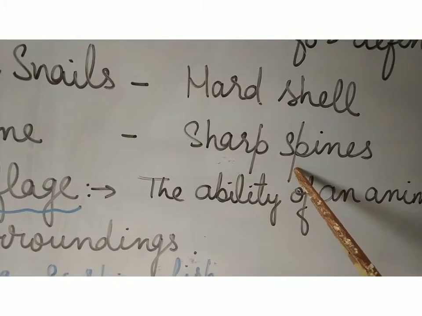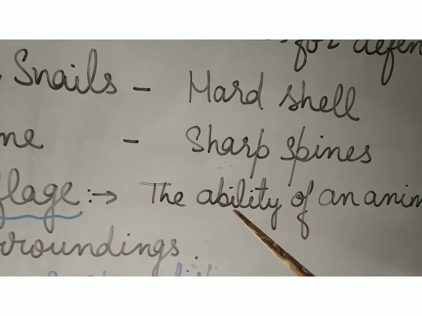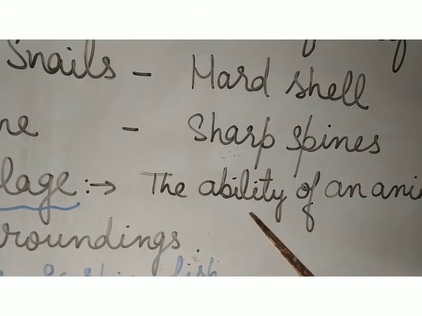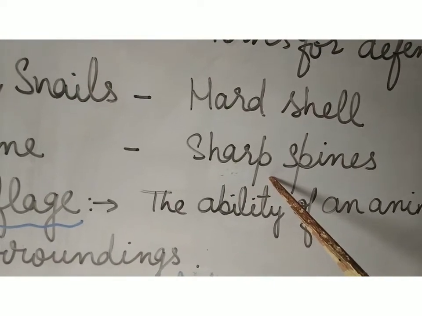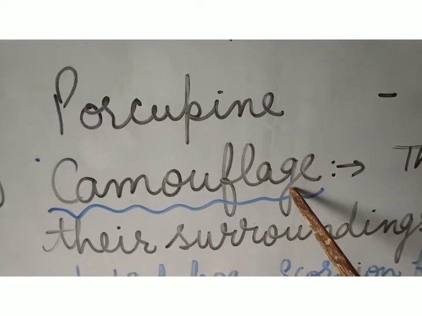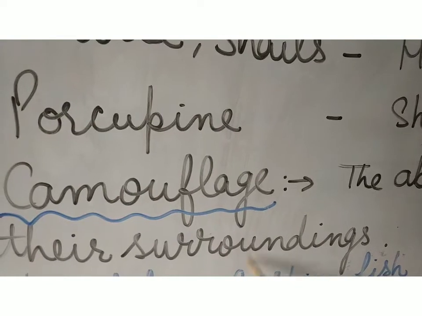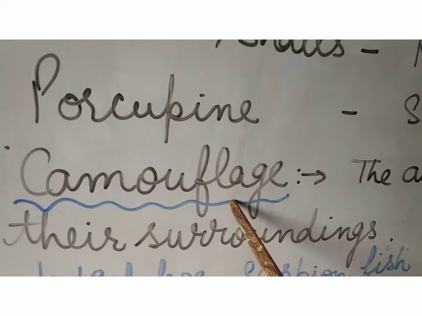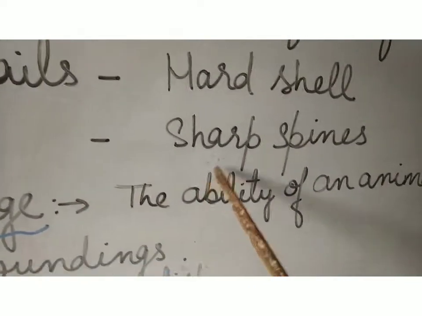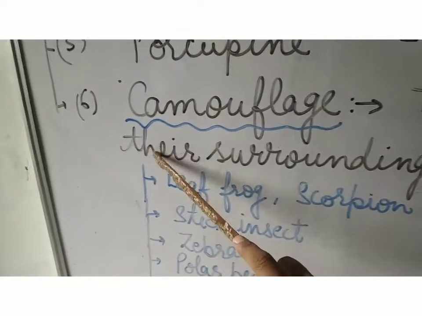Porcupines have sharp spines on their body. Whenever other animals see them, they are not able to attack due to the fear of injuring themselves. Some animals have body coverings that make them look similar to and merge with their surroundings. This is called camouflage. So what is camouflage? Camouflage is the ability of an animal to blend with its surroundings.